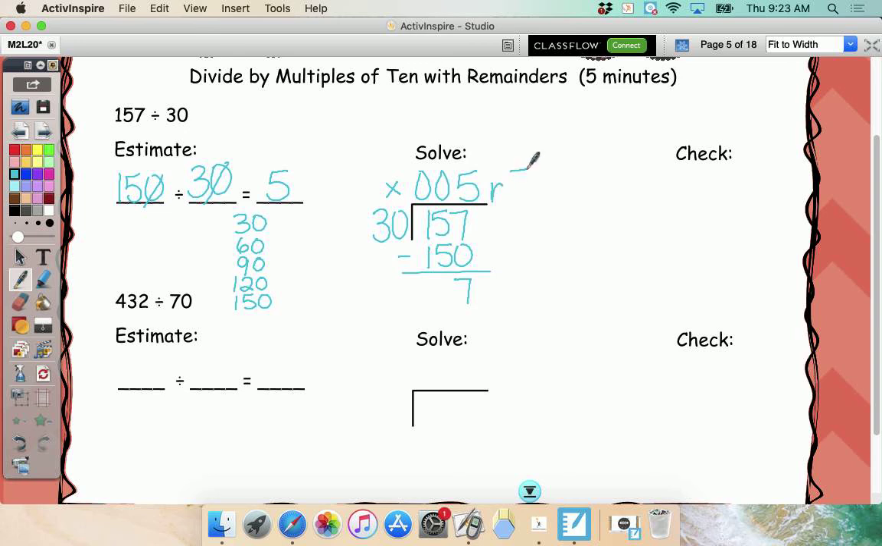And then starting today, because your math review puts a lowercase r, and I don't want to go in and change all those math reviews, would you just go ahead and start putting a lowercase r for me? Okay.